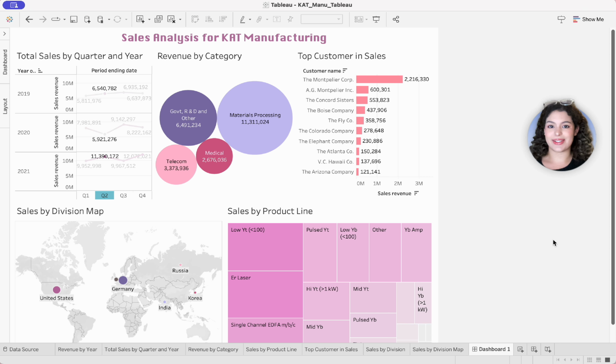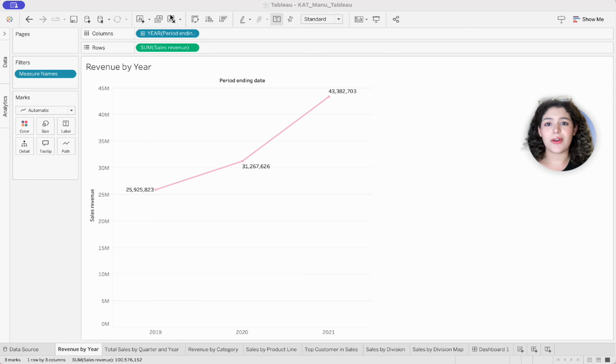And let's talk sales analysis for CAT manufacturing. Alrighty, so let's go ahead and go through all of the sheets. First, here we have revenue by year. So for CAT manufacturing, we have recorded sales from 2019 all the way to 2021. As we can see, this rise is way steeper than this one over here.